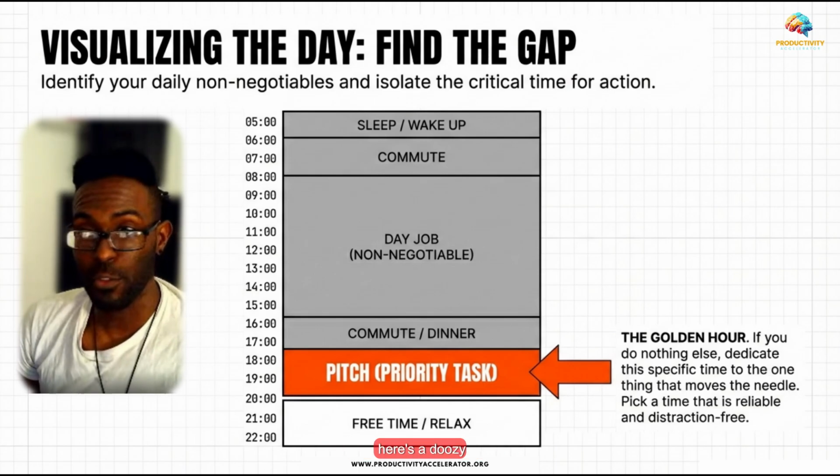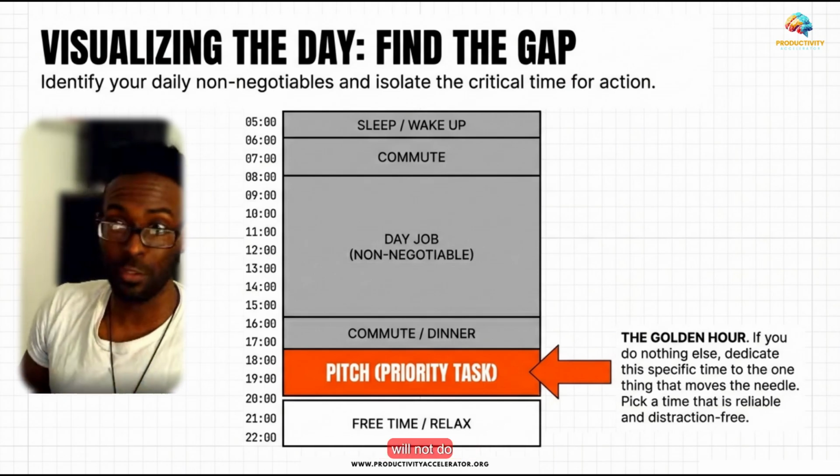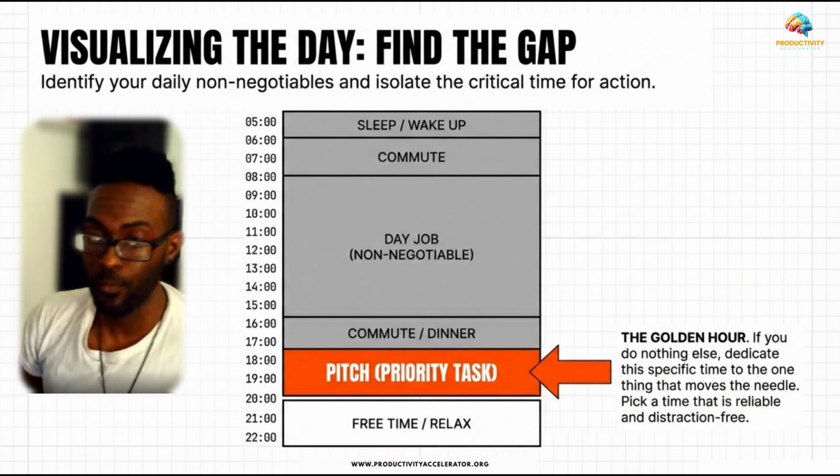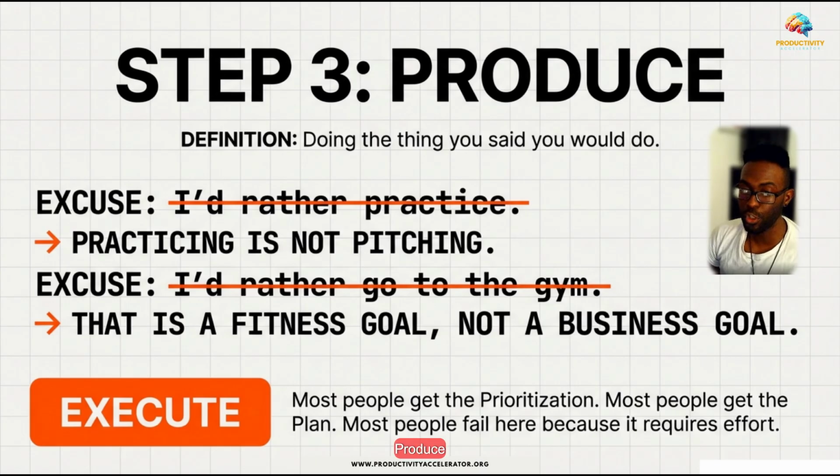And here's the final step. Here's a doozy. It's something that a lot of people will not do. Hopefully, you're not going to be one of those people. Produce. What does it mean to produce? You do the things you said you were going to do. That is what it means to produce.